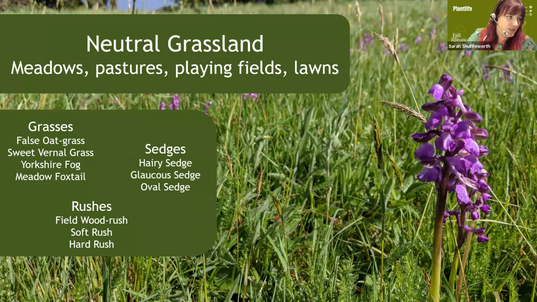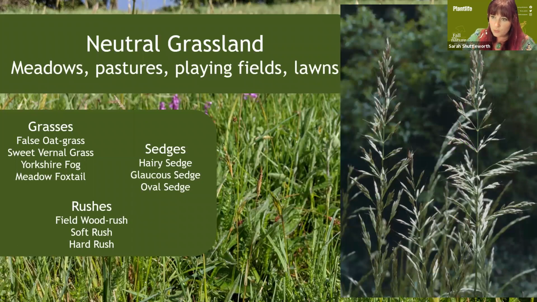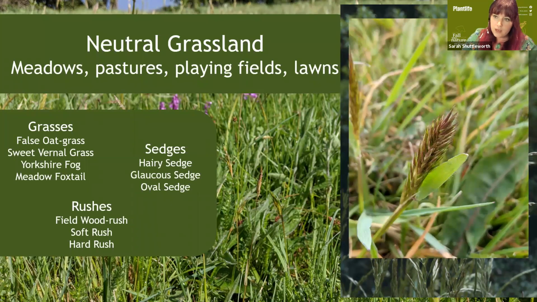So within the grasses, we've got false oat grass. Now, this one we're not going to cover today, but I do cover it on my video, The Usual Suspects, which talks about it. Very common grass, very tall, oat-like, can be quite dominating and take over a whole grassland area. Sweet vernal grass, again, another really common one. I cover it in the other webinar and I talk about it on my other videos.